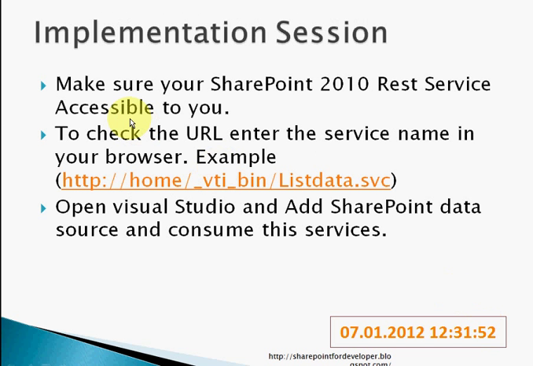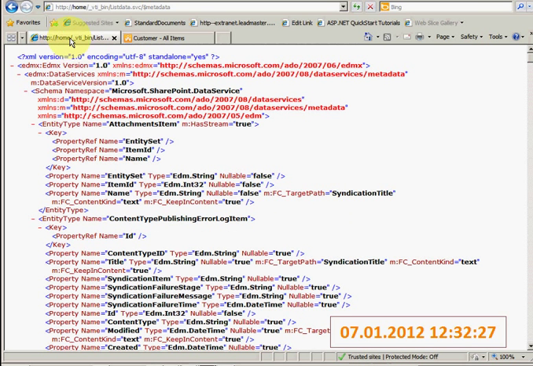Next, the implementation. In this implementation, make sure you have administrator permission so you can access the REST services. Make sure the service is running. You can check by simply, in my example, this is my server and this is the service name. I'm just checking this URL in my Internet Explorer, and this is the slash metadata I provided here. I remove it.